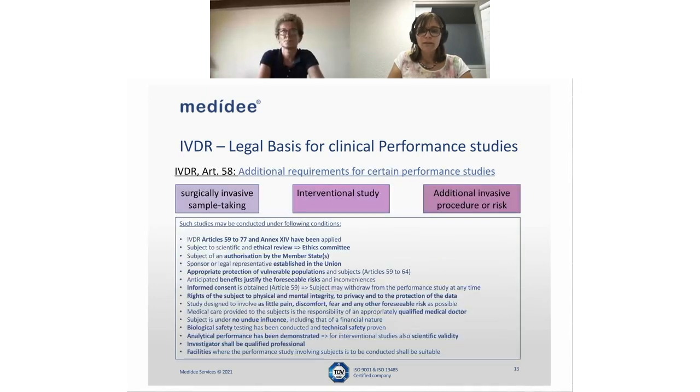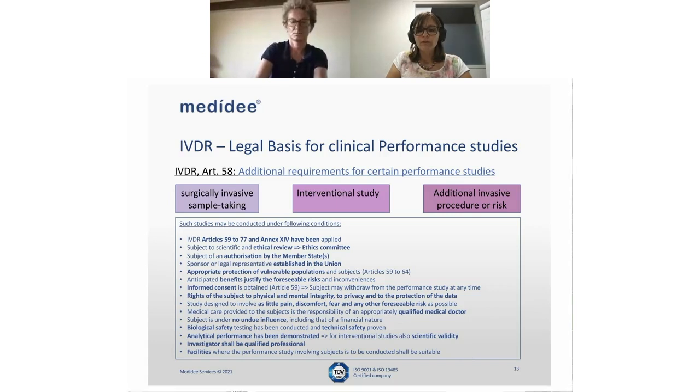There are 3 different categories here, which are the surgically invasive sample taking. So studies where, for example, you would need to draw blood from the subject. So it's surgically invasive. Then you have interventional studies. We will talk about what these type of studies are later on.